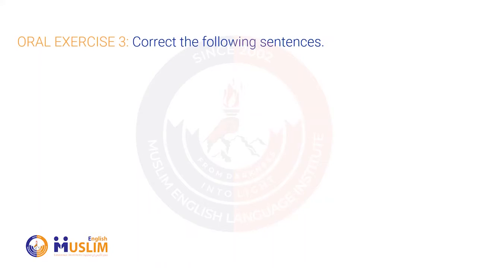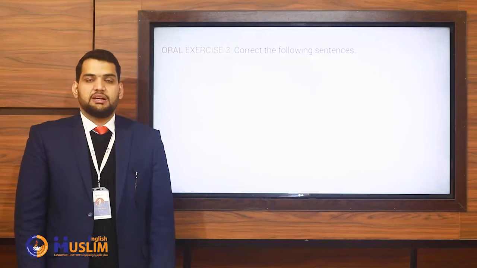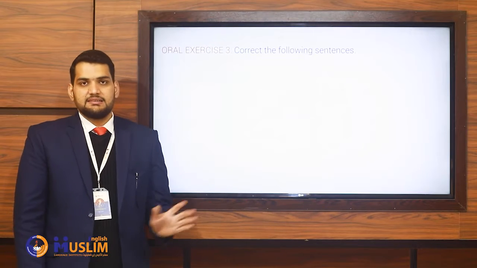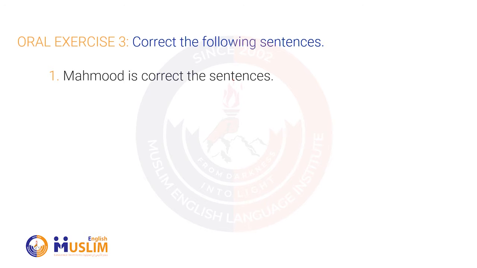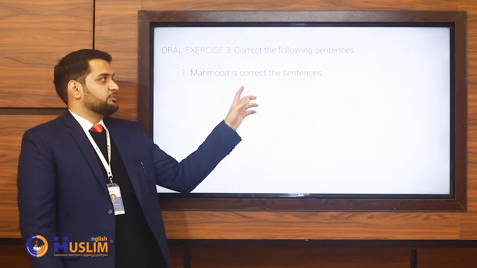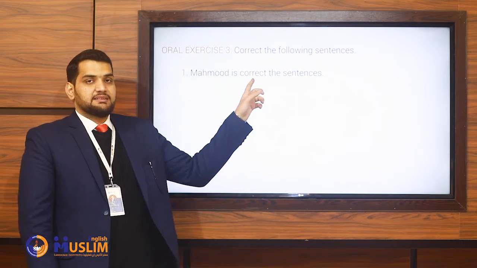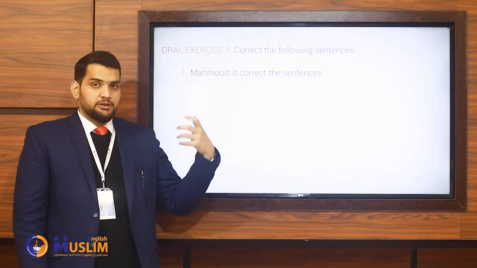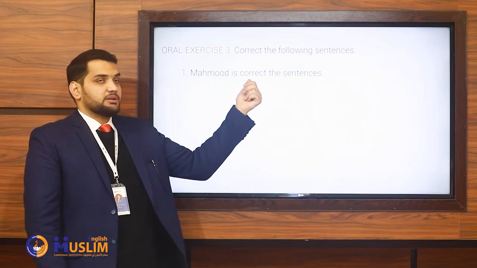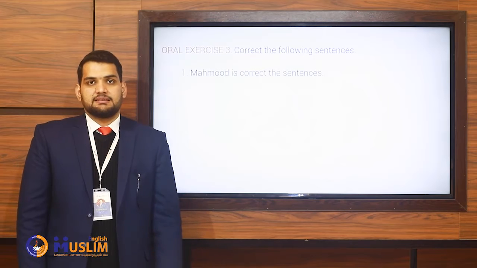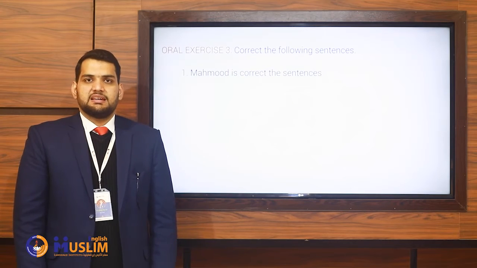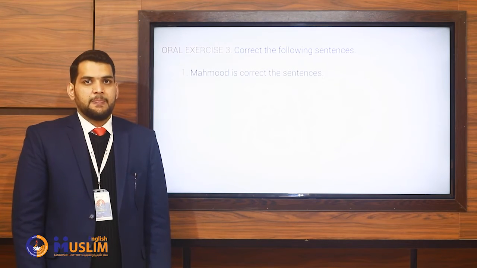The next oral exercise is about correcting the sentences. So there are mistakes in the following sentences and I want you to correct them. Let me do the first one. Mahmoud is correct the sentences. Now in this sentence, the problem is with the main verb, because in present continuous tense or in all the continuous tenses, we use verb ing. So you have to say Mahmoud is correcting the sentences. This is a very common mistake most of my students make.